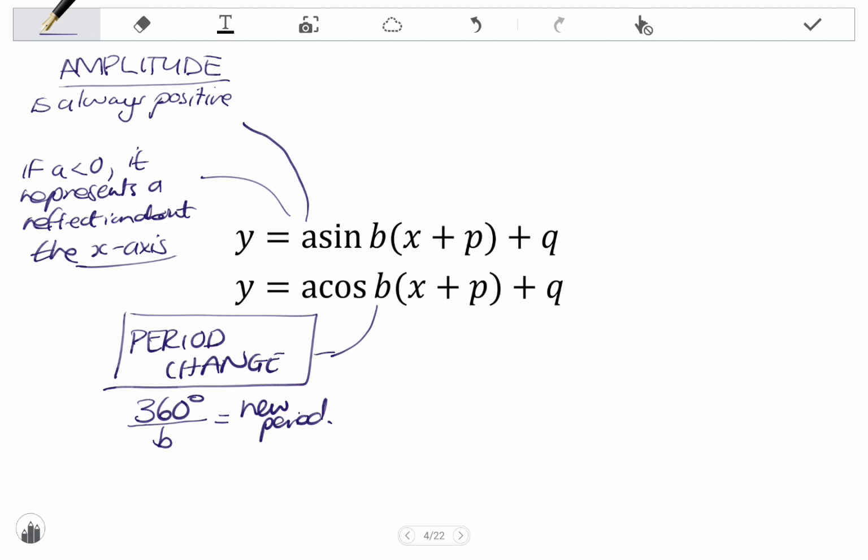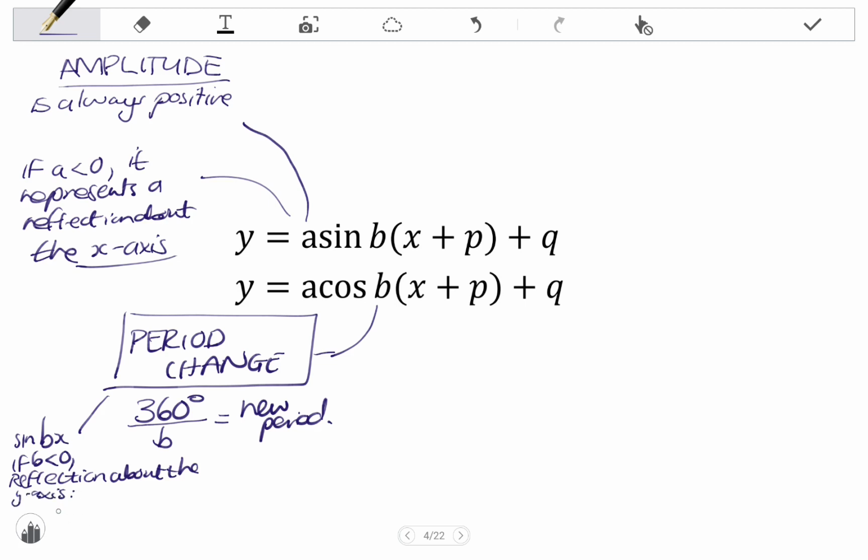Okay, now b could obviously also be a negative value. And for the sine and cos graph, that negative represents different things. So for the sine graph, for sine bx, if b is negative, in other words, if we have sine of negative x, it means a reflection about the y-axis has occurred. So we have a reflection about the y-axis.